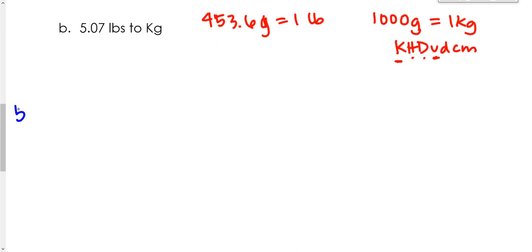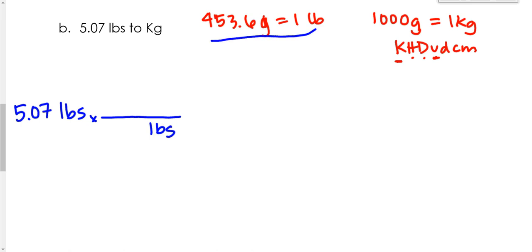So 5.07 pounds. Now I want to get rid of pounds, so denominator in this case. And if I look up at what I know, I can do a relationship with pounds to grams. So I'm going to convert to grams. And for pounds, I put a 1. And for grams, I put 453.6. Okay, so now remember, at this point, you want to cancel out or cross out the things that cancel.